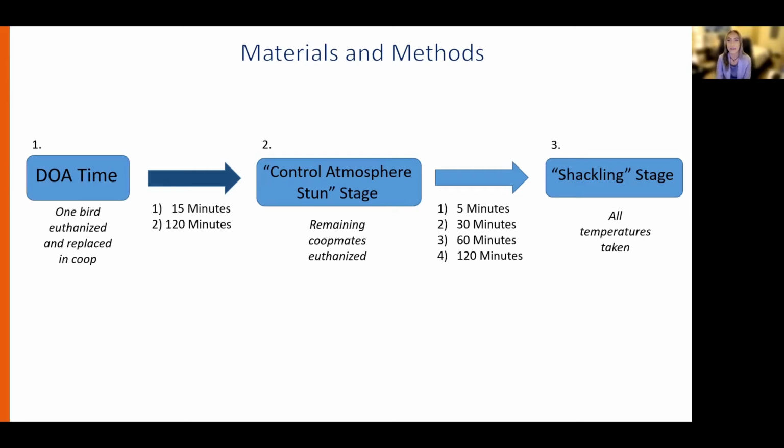And this is where we found the differentials between the DOA and the coop mates. I'd like to point out that the 5 minutes between the controlled atmospheric stun stage and shackling stage represents the actual controlled atmospheric stunner that we would see in a plant, not a full truck atmospheric stunner. This way, we can see if there are temperature differentials between either method. Typically, it only takes max 5 minutes after the birds have been put in the stunner until they are put on the shackles. We also waited 120 minutes, and this represented what I was talking about earlier, that it could take 120 minutes for the whole truck to be unloaded.